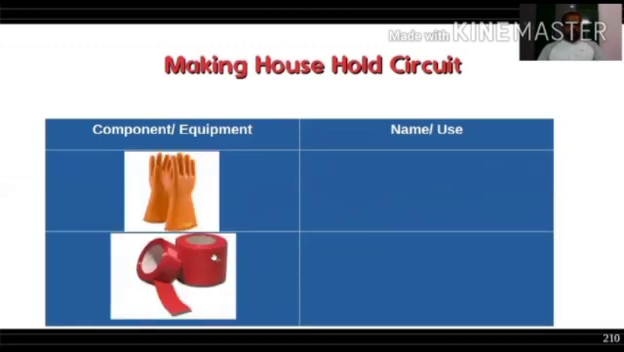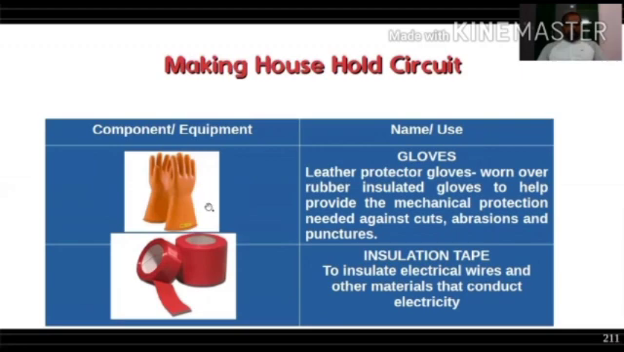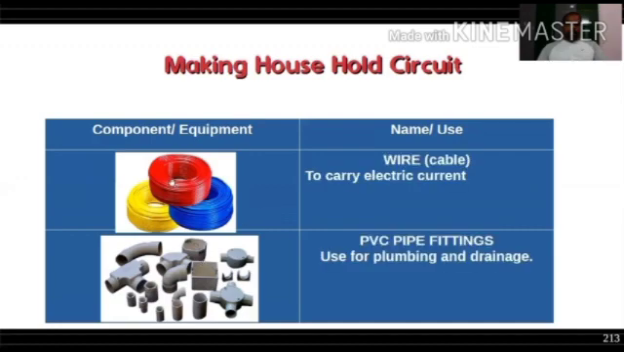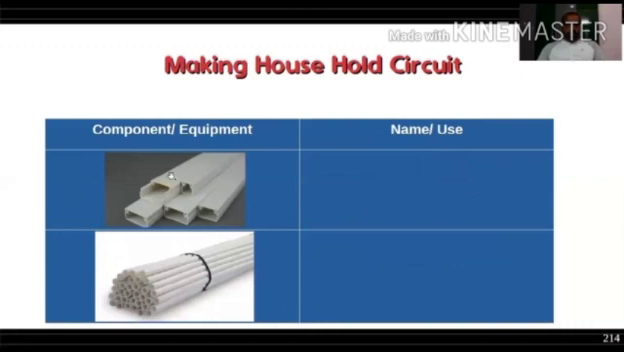Then comes gloves and insulation tapes. These are leather protected gloves. It's worn over the rubber insulated gloves to help provide the mechanical protection needed against cuts, abrasions and punctures. Insulation tapes are used to insulate electric wires and other materials that conduct electricity. Then comes wire or cable and PVC pipe fittings. This wire or cable is used to carry electric current, as you know, and PVC is used for plumbing and drainage work. Then this is known as PVC channel, and this last one PVC pipe.